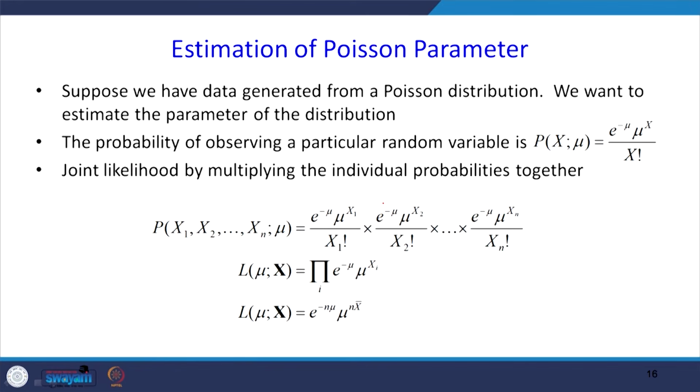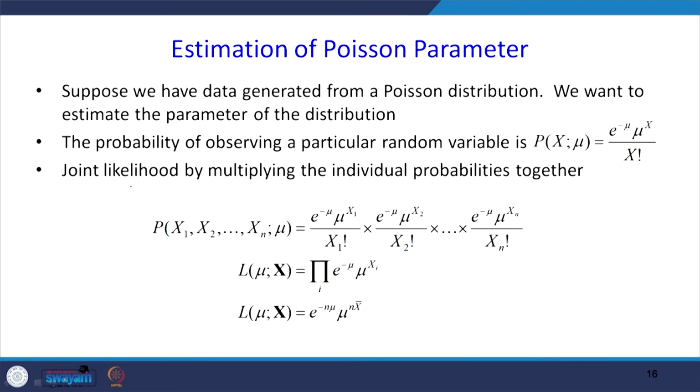Now, we will go for estimation of the Poisson parameter. Suppose we have data generated from a Poisson distribution, and we want to estimate the parameter of the Poisson distribution. The Poisson distribution is a uniparametric distribution, it has only one parameter, where the mean and variance are the same. The probability of observing a particular value of the random variable is p of x equal to e to the power minus mu, mu power x divided by x factorial. So, we get the joint likelihood by multiplying the individual probabilities together.